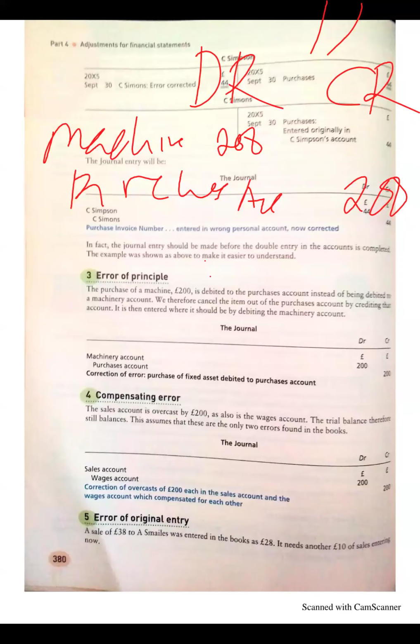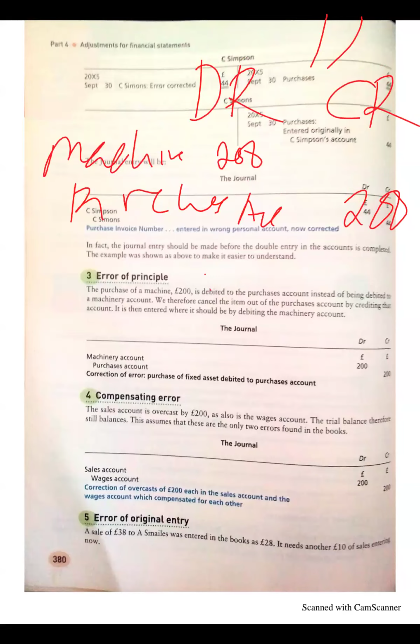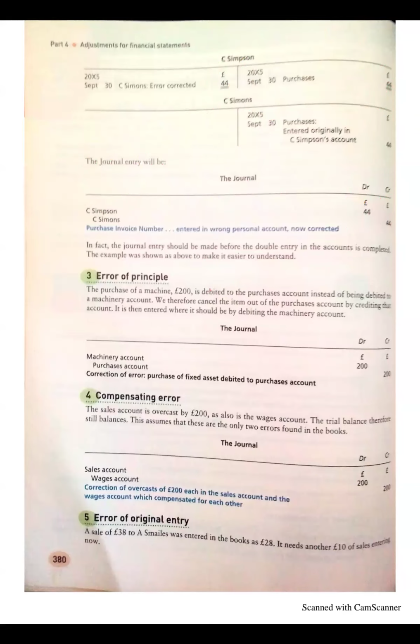Now we proceed with the other type of errors. Remember, we have already talked about 3 types of errors and how we do the journal entries for each of them. We talked about the error of omission, error of commission, and the error of principle. Now let's look at the compensating errors. What about the compensating errors?